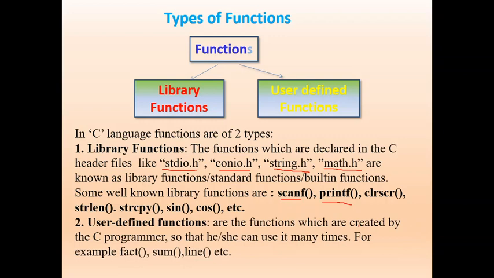Next one, it is not possible to define all the functions for all the users. Different users have different requirements. To fulfill our individual requirements, the C language developers have allowed the end user to define their own functionality. These are known as user-defined functions. In this video, I am explaining how to define a user-defined function along with some programming examples, for example factorial of a number, sum function, line function, etc.